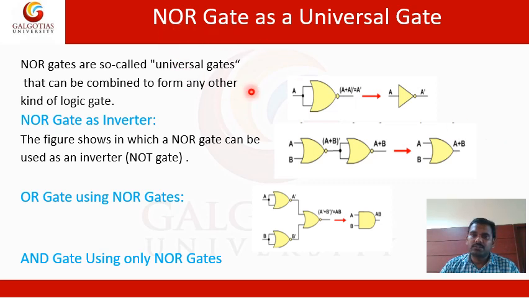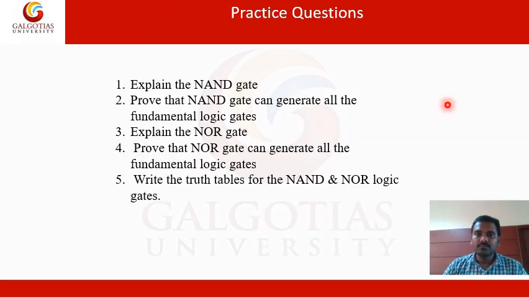So we have discussed two universal logic gates, the NAND gate and the NOR gate. Some practice questions you can see here. What is the NAND gate? Explain. Prove that the NAND gate can generate all the fundamental logic gates. Explain the NOR gate. Prove that the NOR gate can generate all the fundamental logic gates. And also you can answer the truth table for NAND and NOR logic gates. These are some questions from this lecture.